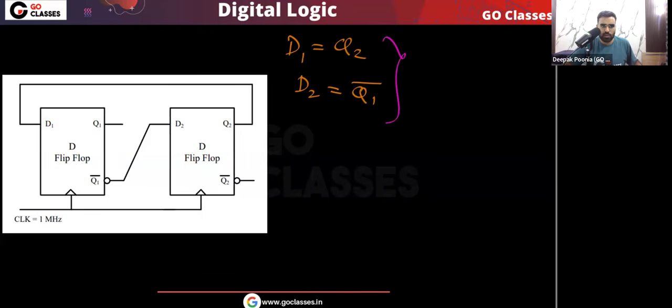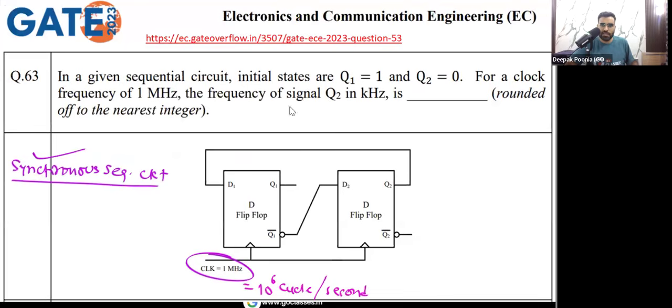And who is MSB, who is LSB here? Actually, for this particular question it does not matter who is MSB and who is LSB, but still you can see what you can do here. This is written like Q1, Q2, so you can assume that this is MSB and this is LSB, because the question is asking the frequency of the Q2 output. You can consider this as LSB or as MSB, that is your choice. For this question the answer will not change.